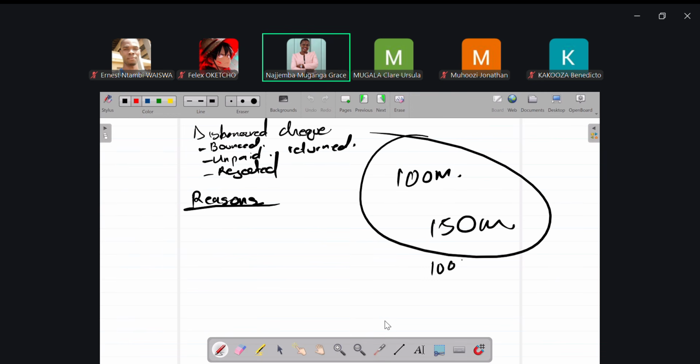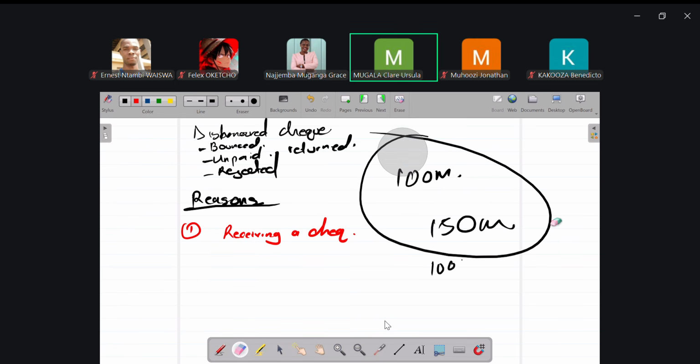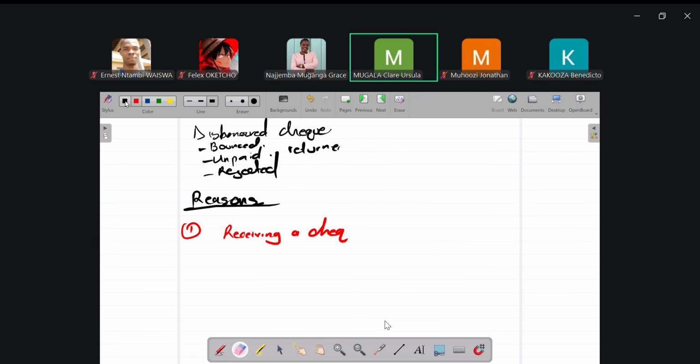What happens? First scenario is where you're receiving. You as the business, you're receiving a check. You understand these things very well. When you receive a check as a business, what are you going to do to your bank? Going to credit.